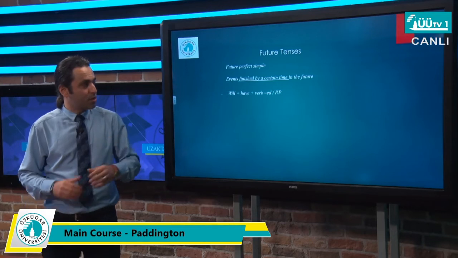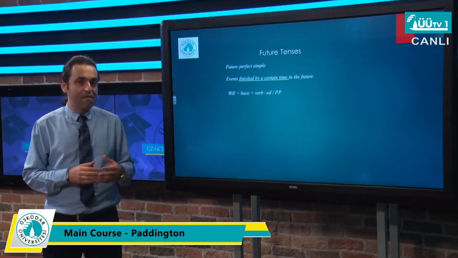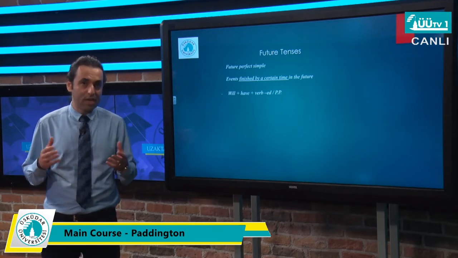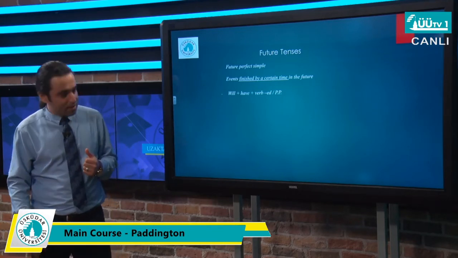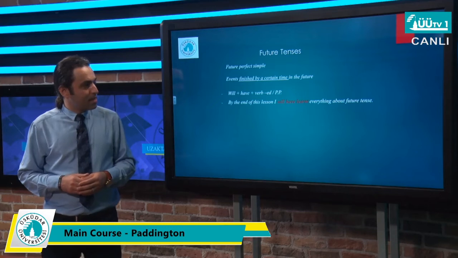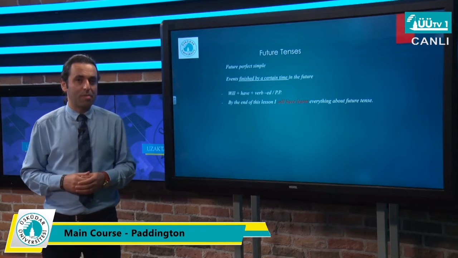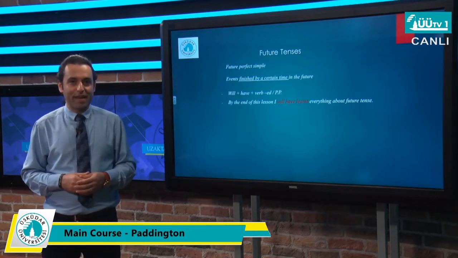By the way, the structure is will plus have plus verb-ed for regular ones and, of course, the past participle for irregular ones. Look at this sample. By the end of this lesson, I will have learned everything about future tense. So hopefully you are sure that by the end of this lesson, you will cover everything about future tenses. And because you are so sure about it, you use future perfect.